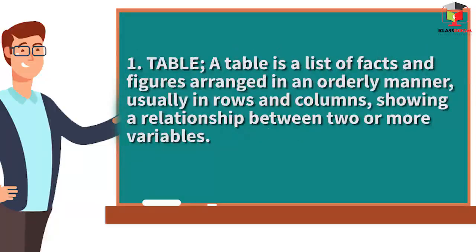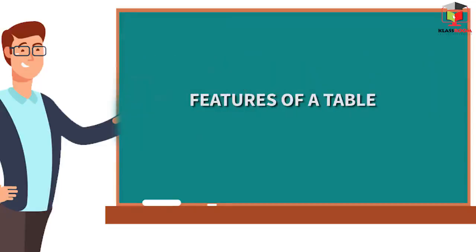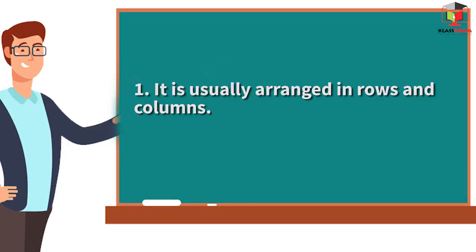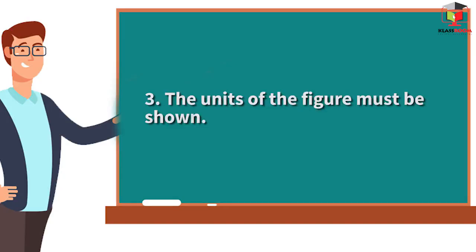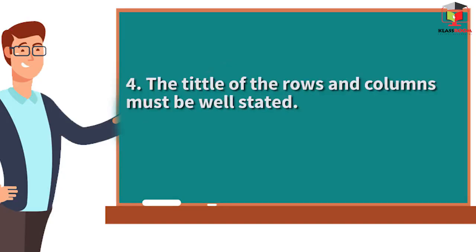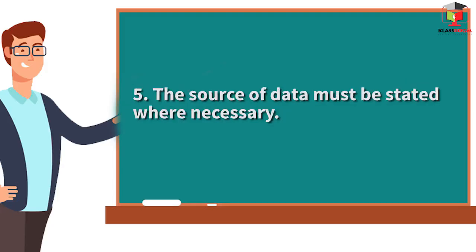1. Table. A table is a list of facts and figures arranged in an orderly manner, usually in rows and columns, showing a relationship between two or more variables. Features of a table. 1. It is usually arranged in rows and columns. 2. It must have a title. 3. The units of the figures given must be shown. 4. The titles of the rows and columns must be well stated. And 5. The source of the data must be stated where necessary.